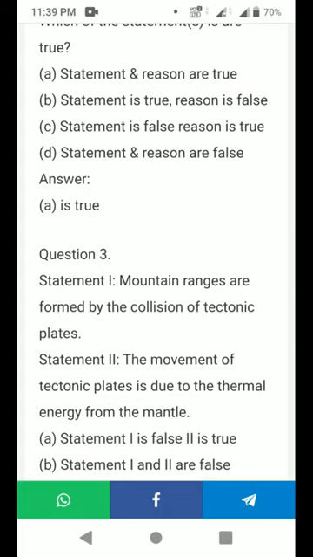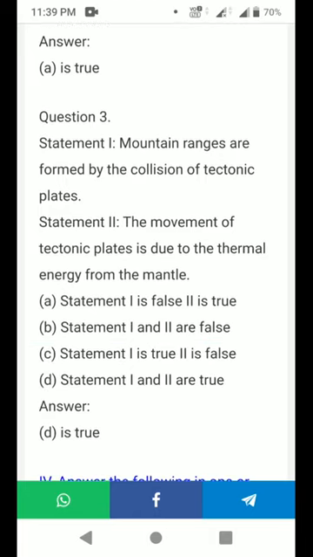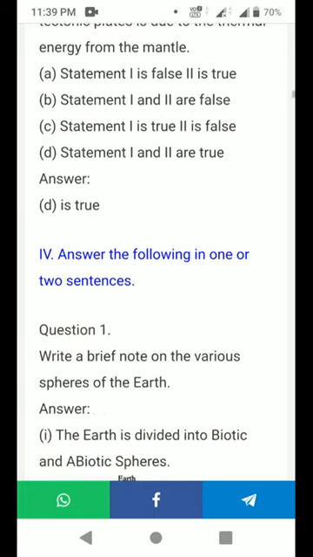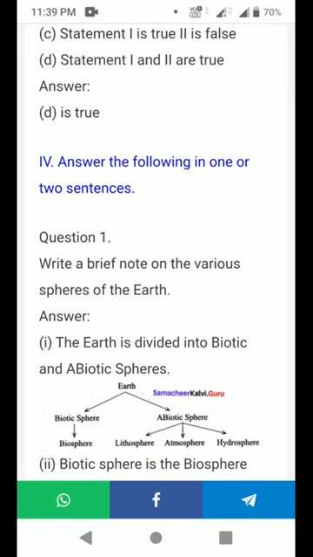Next, question 3. Statement 1, mountain ranges are formed by the collision of tectonic plates. Statement 2, the movement of tectonic plate is due to the thermal energy from the mantle. So here the correct answer is D. So statements 1 and 2 are true. Next, Roman number 4, answer the following in 1 or 2 sentences.